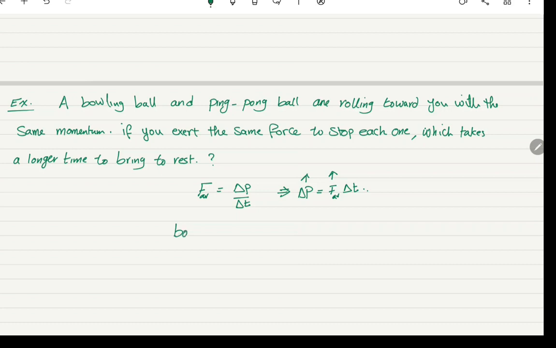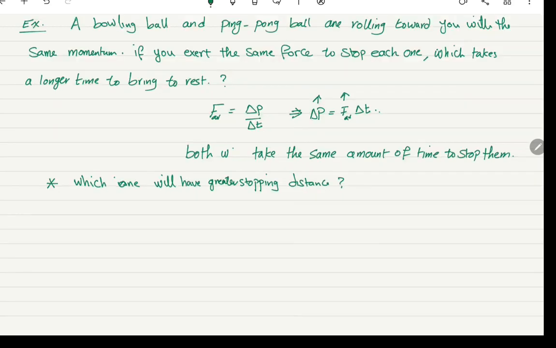Both will take the same amount of time to stop them. In the same example here, which one will have stopping distance greater than the other one?